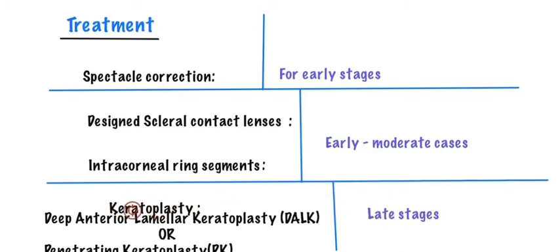And in very late stages, what you have to do? You have to do the surgery itself, which is keratoplasty. Keratoplasty is of two types. You can do either deep anterior lamellar keratoplasty or penetrating keratoplasty, PK. So it's either DALK or PK. So these are the two types of keratoplasty that you might want to do in the later stages of keratoconus. So that is all about keratoconus on a whole. So it's a very important topic from a UG point of view.